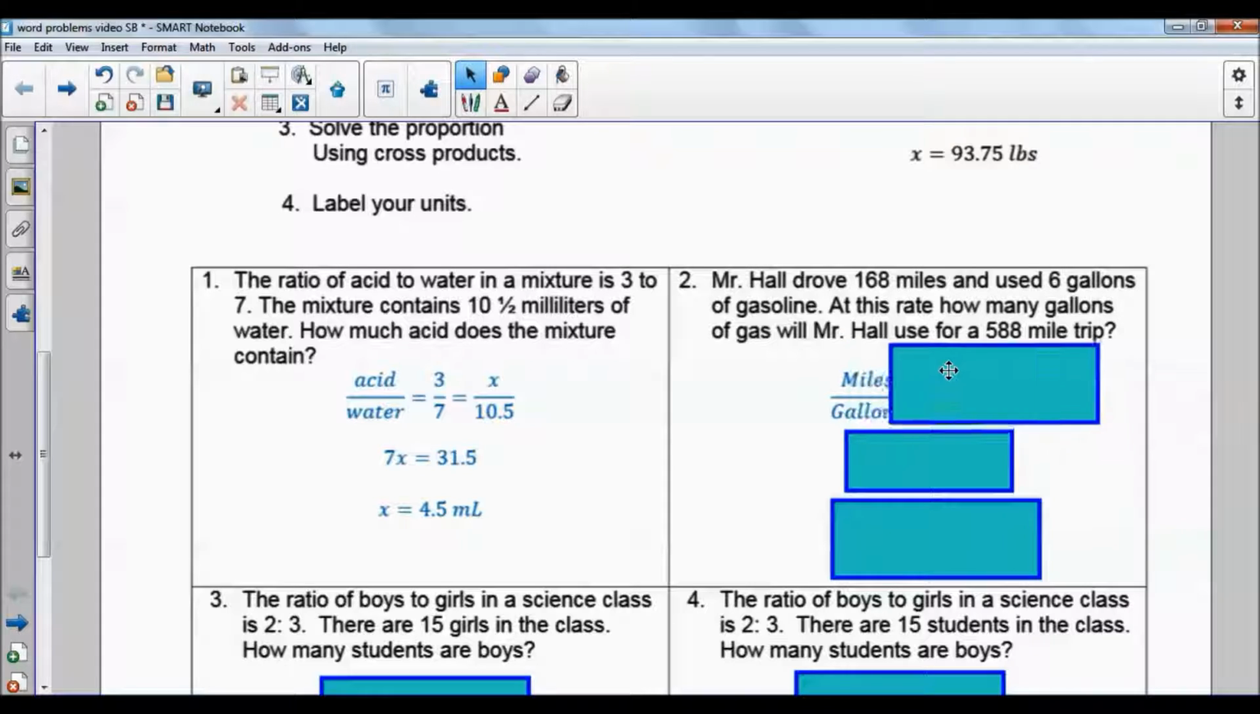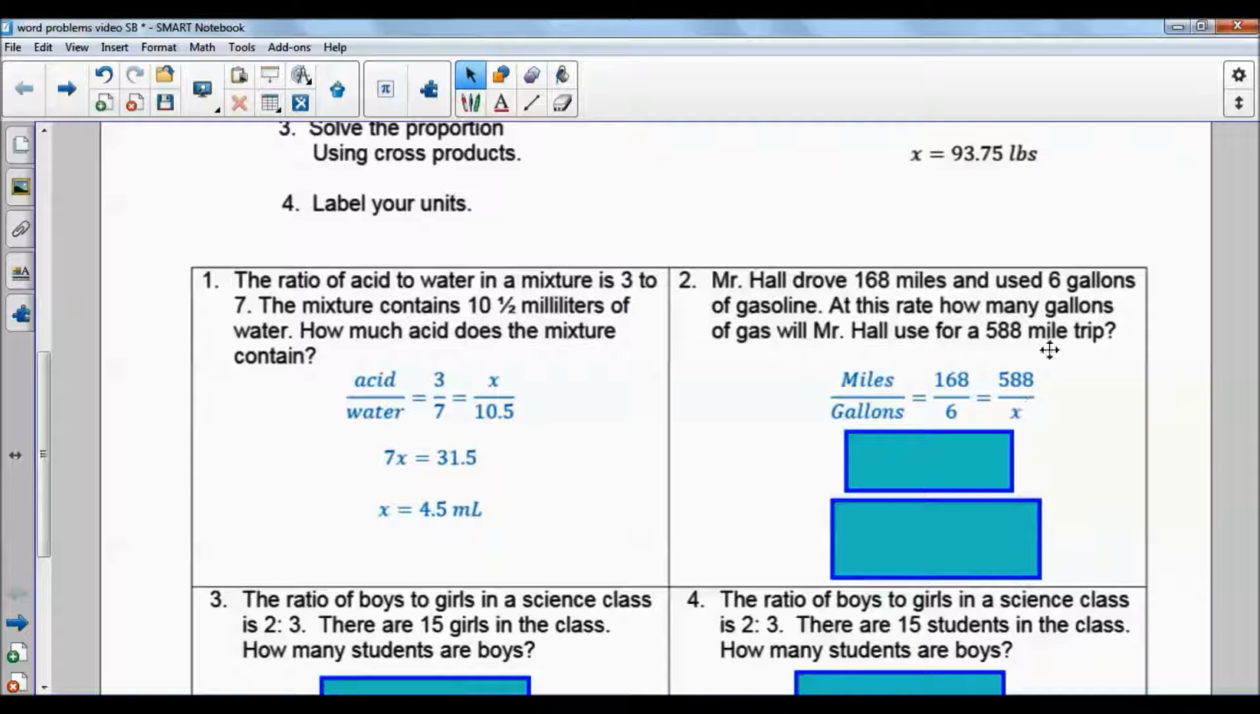So that's what I wrote my word ratio as. Okay, you always have to write your word ratio. Always, always, always. Okay, so then we would put 168 miles on top, 6 gallons on the bottom, right? Because we're matching up numbers with words. The other number we have here is a 588-mile trip. So miles, we're going to put that on the top with their other miles. And we would put x on the bottom to figure out how many gallons we need.